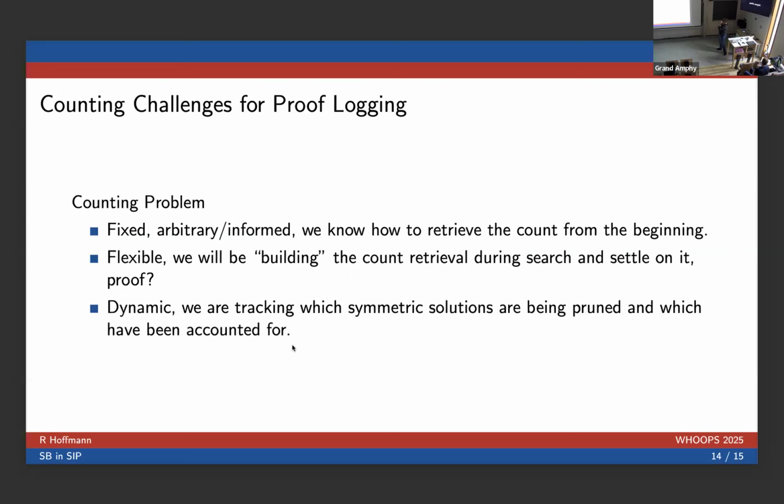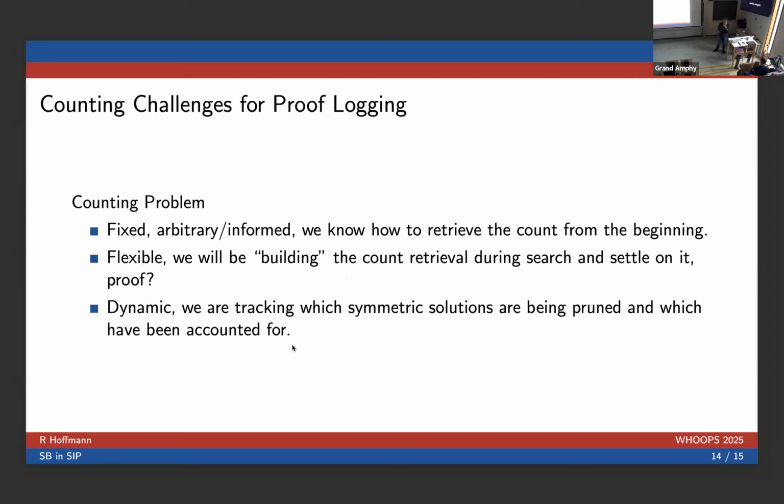For the counting problem, fixed should be okay, so static symmetry breaking should be okay because you should know how we're retrieving the number of solutions from the get-go. I think it's not necessarily multiplication, but we know how we're tracking things. We know the order from the beginning. Inflexible, we are building a specific count retrieval. We're not undoing it, so we should be okay with that. I think we should be able to settle on a proof with the counts in that.